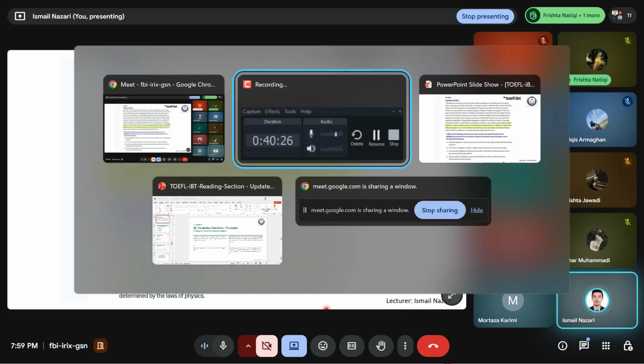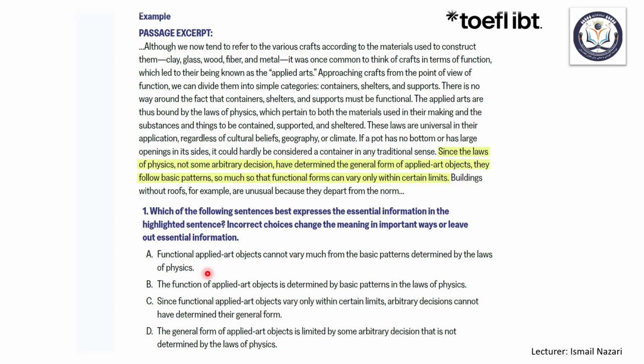Okay, thank you everyone. But the correct answer is A. The correct choice is A. It is because we have "since." That's correct. It shows a relationship here. Since the laws of physics, not some arbitrary decision. Look here, "not some arbitrary decision" is a phrase. It describes the laws of physics. It means the laws of physics are not an arbitrary decision.